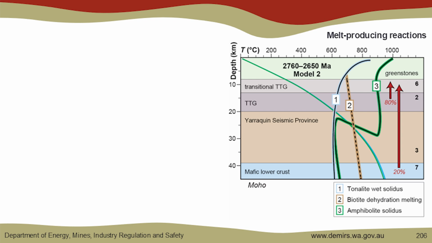So this shows the crustal architecture that we used for Model 2 with the predicted geotherms. And we can see that the tonalite wet solidus is crossed at about 20 kilometers, and both the biotite dehydration melting and the amphibolite solidus are crossed slightly deeper. So this tells us that crustal melting can occur simply through radiogenic heating.